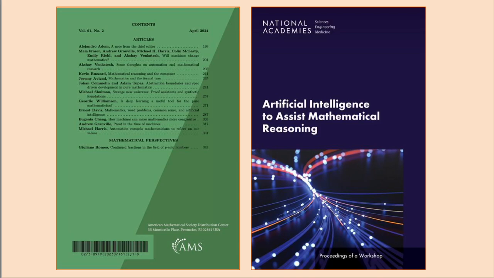In particular, this is volume 61, issue 2, available online freely, as well as the recent publication of the United States National Academies titled Artificial Intelligence to Assist Mathematical Reasoning, also available online for free. There is even a recent call for grant applications through the NSF in the US on this very topic.